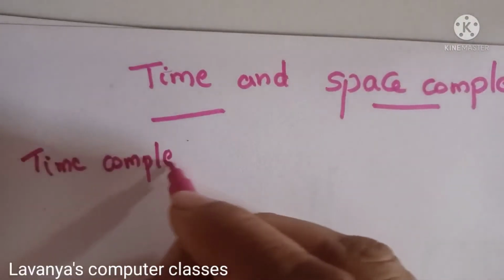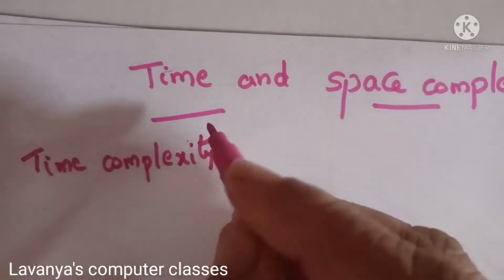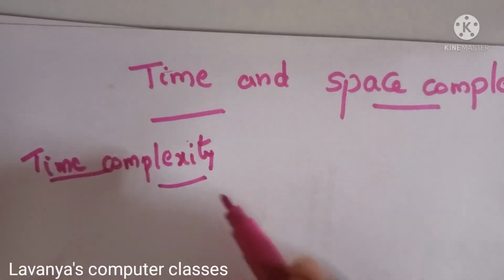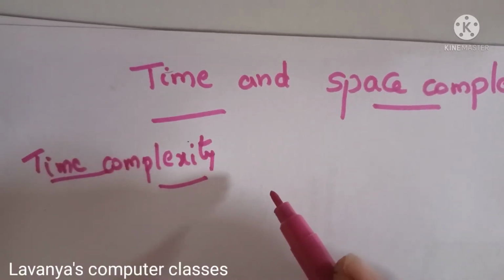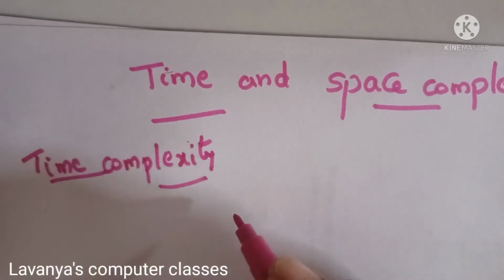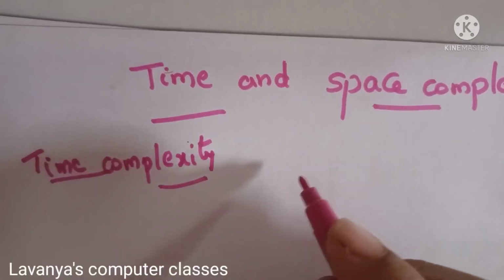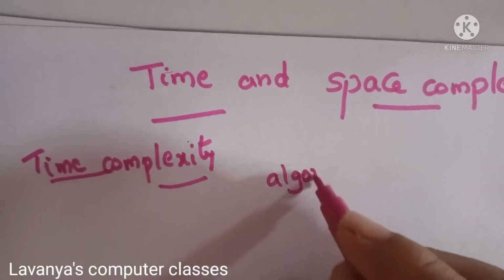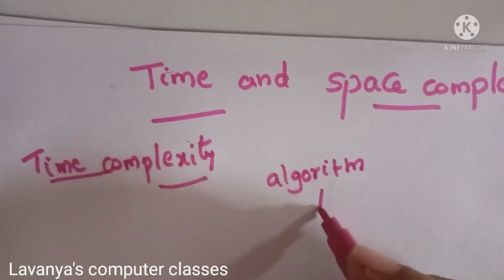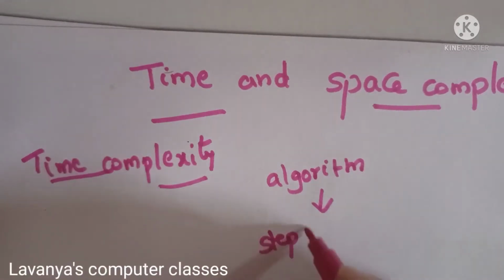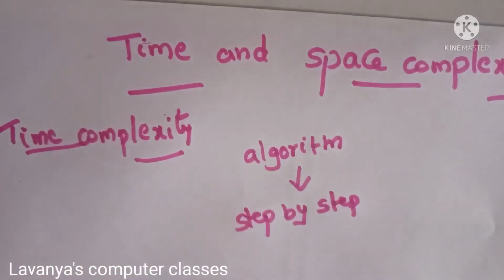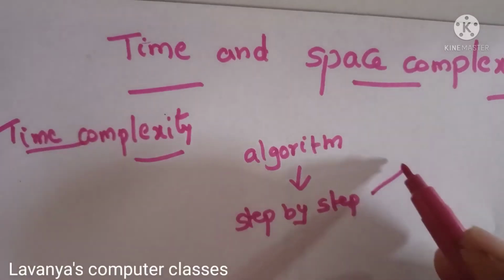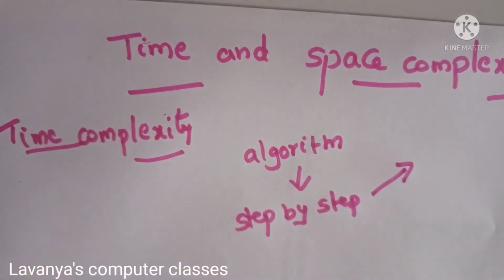What is time complexity? Time complexity means for running any algorithm, time complexity of an algorithm is the total amount of time required by an algorithm to complete its execution. That means you know what is an algorithm. What is an algorithm? Algorithm means it is a step-by-step procedure to solve a problem. So how much time it required for executing these steps, that is called as time complexity.